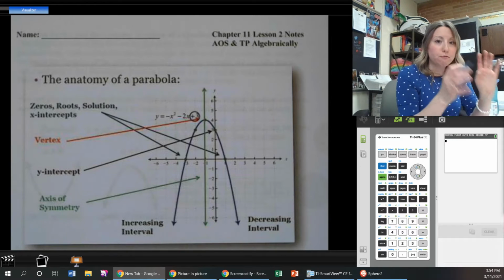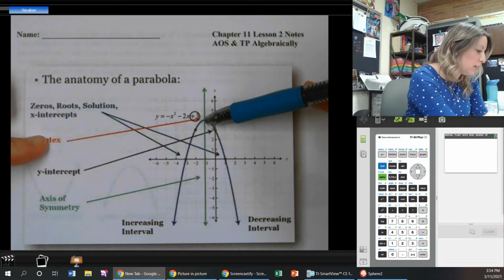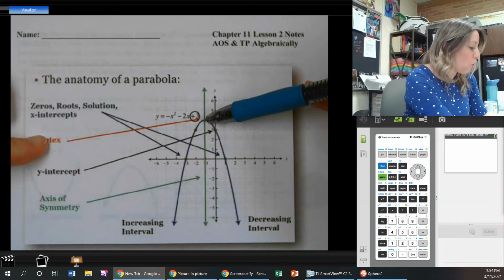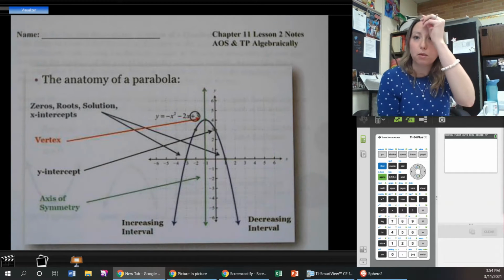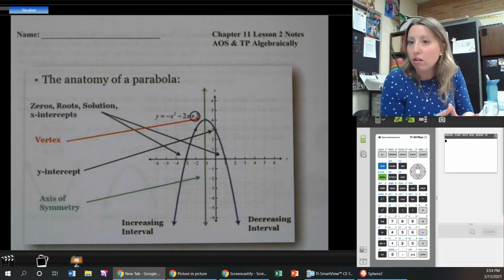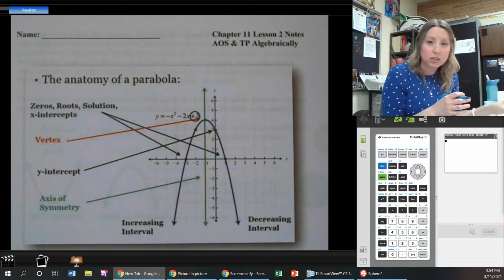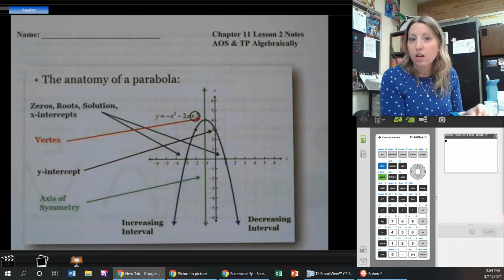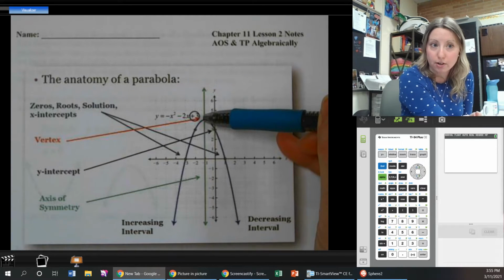Next, we have the vertex, and the vertex is right here, this point on the axis of symmetry, where the parabola actually makes that turn. The vertex is sometimes known as the turning point as well, but it is an xy point. The x value matches the x of the equation of the axis of symmetry, and the y value, of course, is for this coordinate right here.